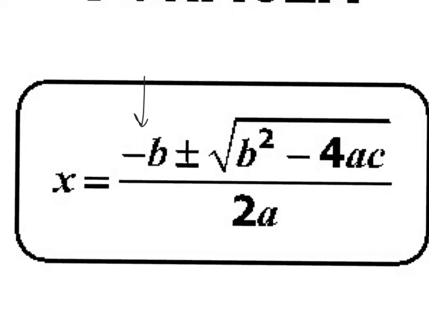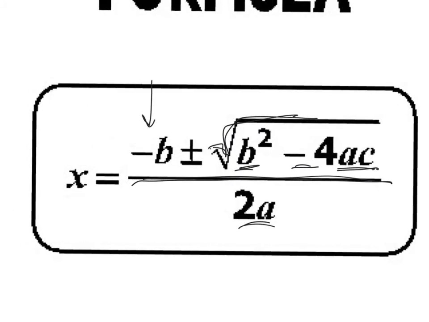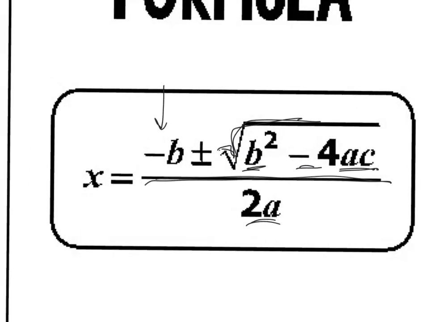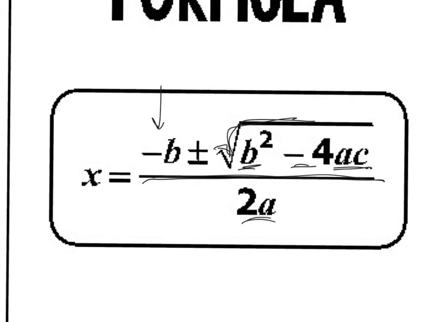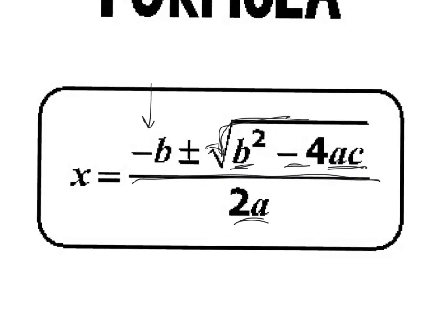I know, I can hear you laughing now. All right, so it starts off negative b, plus or minus square root, b squared minus 4ac, over 2a, okay? So that's a little song to help you memorize that. You will be singing it in class tomorrow if you're viewing this and you're in my class, all right?